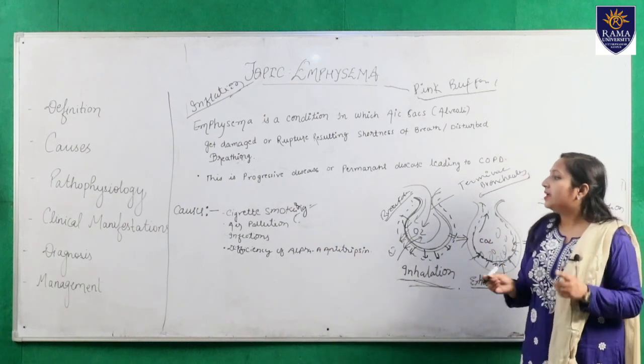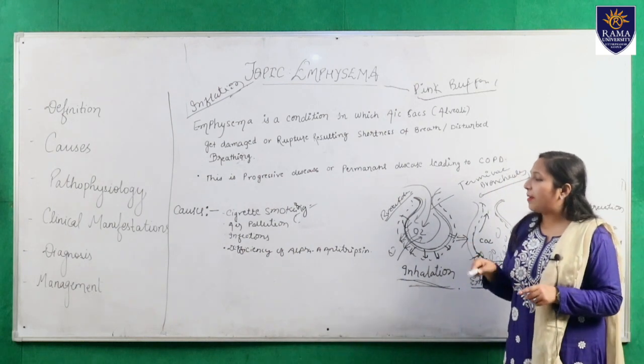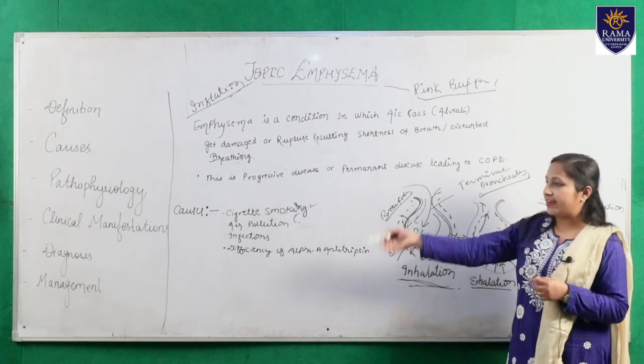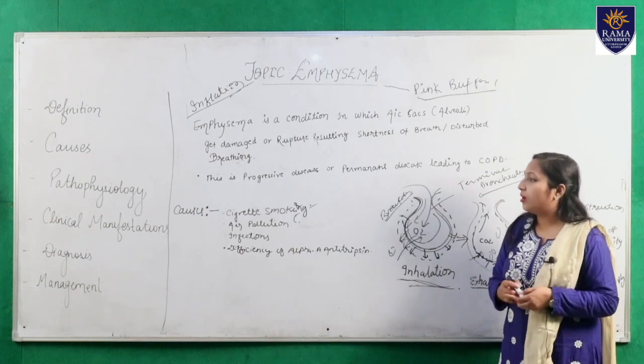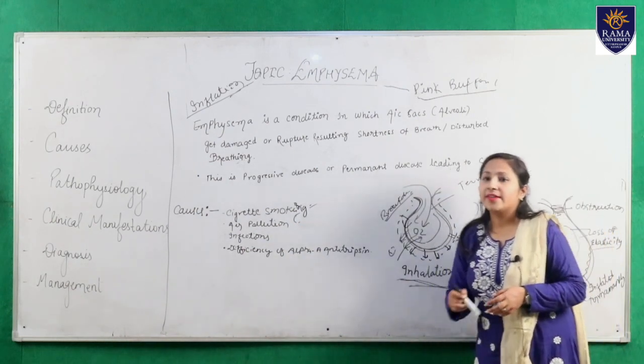Primarily, the person who is smoking is affected, but also those connected with this person. If your friend is smoking and you are sitting or living with him, you can also be affected by this disease. Next is air pollution.